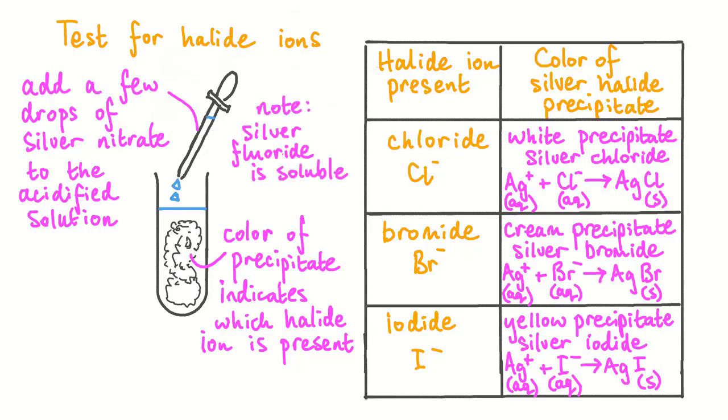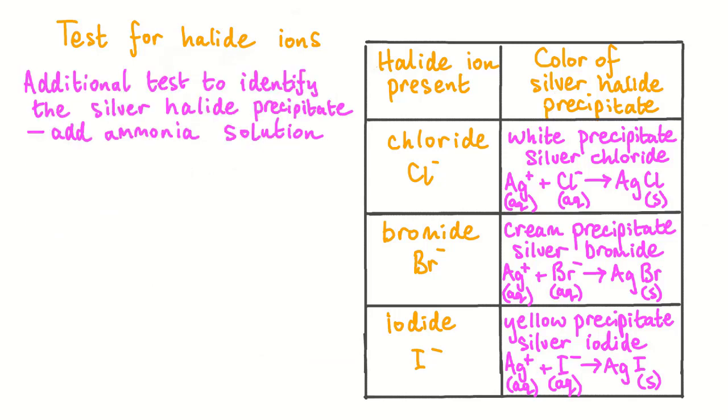Note that fluoride ions cannot be identified using this test, as silver fluoride is soluble and does not produce an observable precipitate at all. The white, cream and yellow precipitates formed in these tests can be hard to distinguish from each other on occasions. For example, silver chloride can darken on exposure to light. A further test using ammonia solution can be used to confirm which silver halide is causing the observed precipitate.